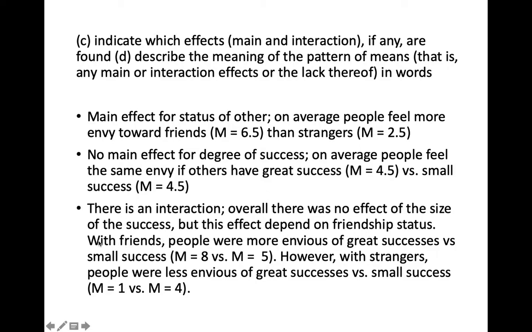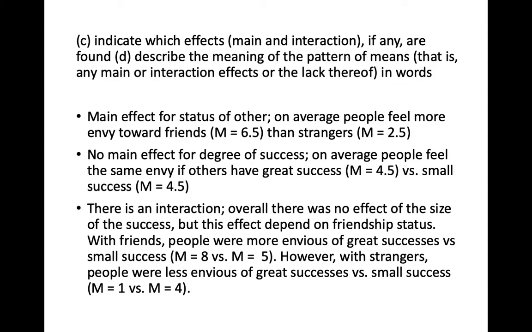We can say that with friends, people were more envious of great successes versus small successes, right? And then these are those cell means. However, with strangers, people were less envious of great successes versus small successes, 1 versus 4. So that's the way that I chose to break down the interaction. You'll recall from the lecture that you can kind of decompose or break down the interaction in a couple different ways, and that's one.